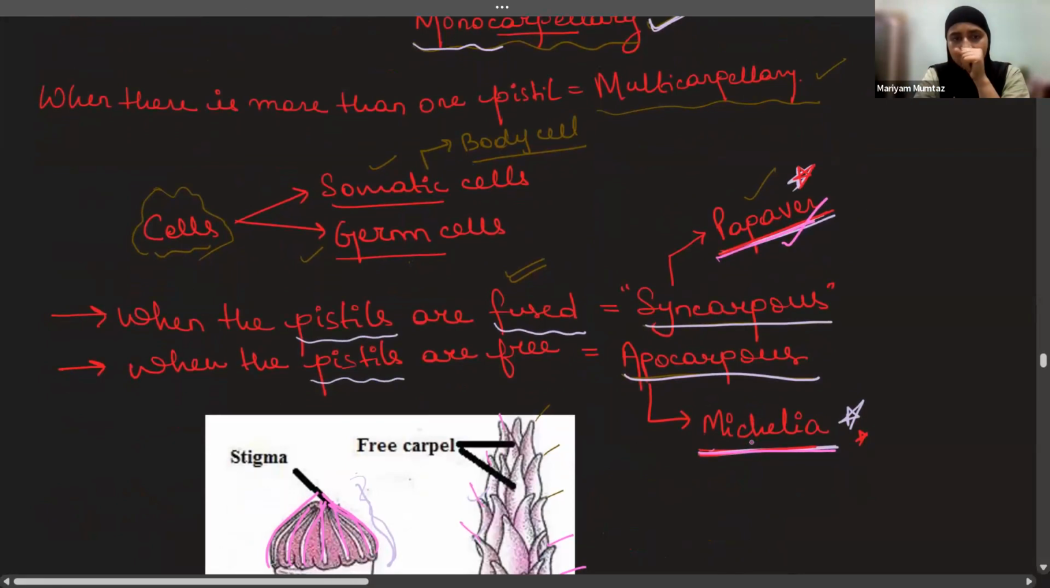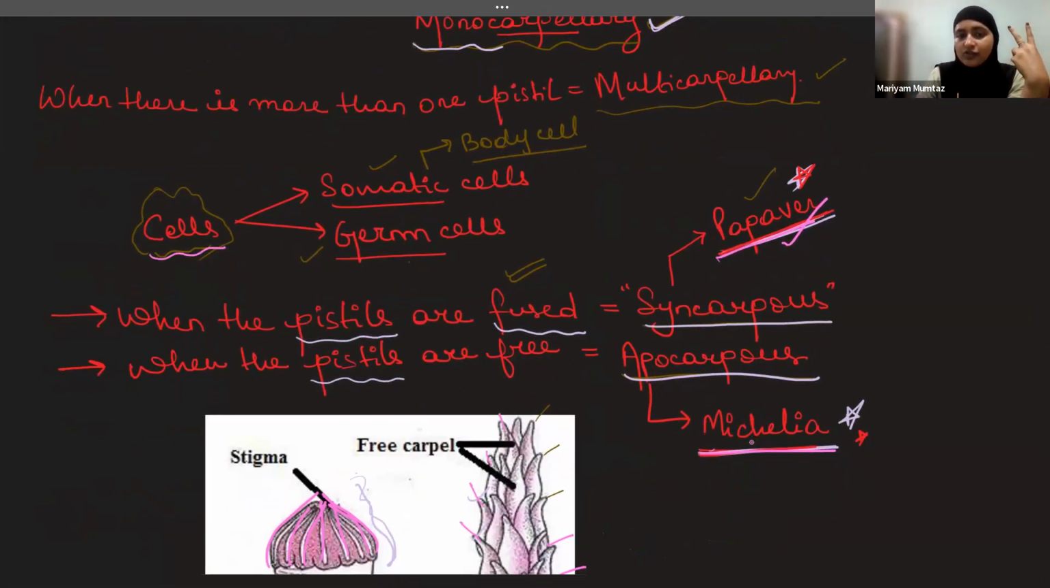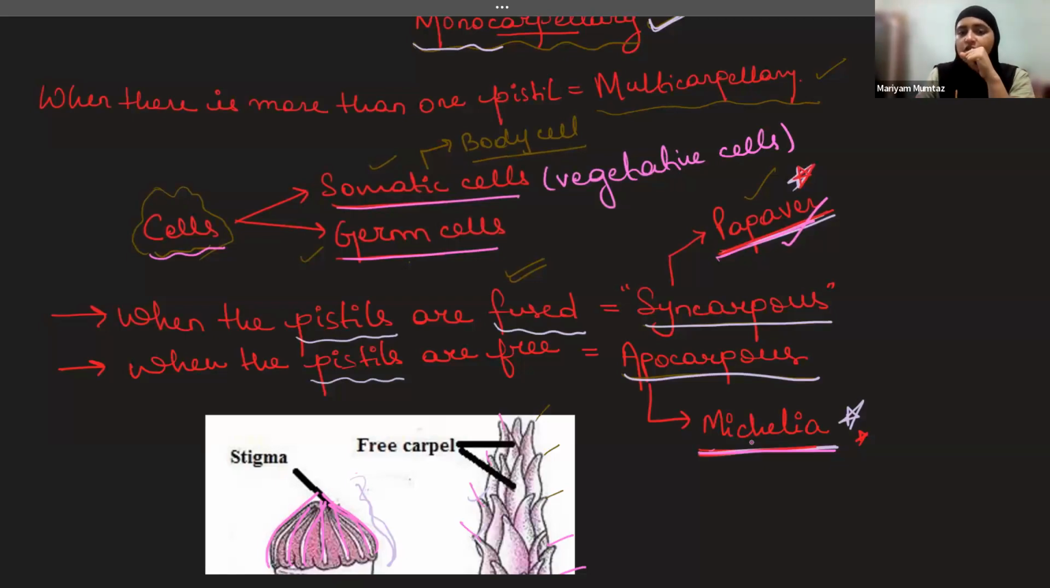Clear? Now, you already know that the cells in the body are of two types. One is the somatic cells. The other is the germ cells. The somatic cells are the body cells, or we can call them the vegetative cells. And the germ cells are the reproductive cells. Always remember this, okay? There is a difference, and the somatic cells are the majority cells of the body and the germ cells are fewer. Clear?